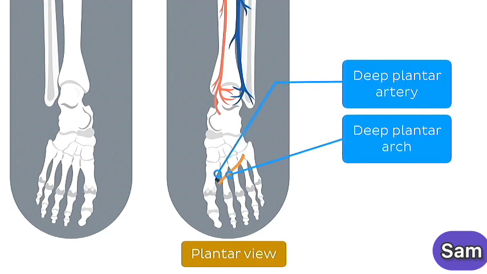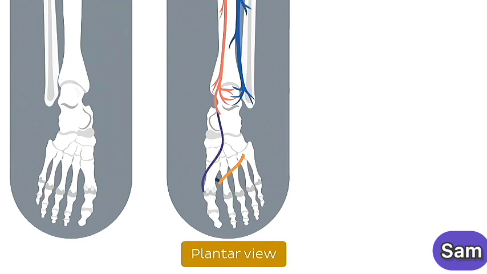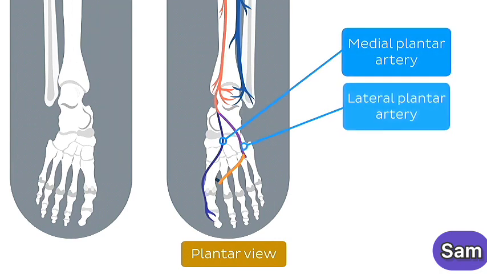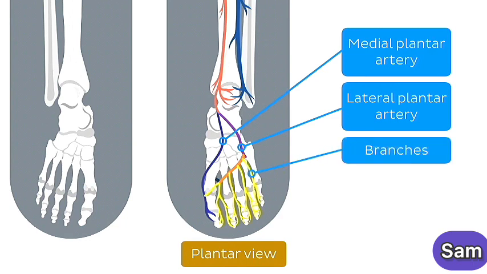The posterior tibial artery terminates by dividing into the medial and lateral plantar arteries as it reaches the sole of the foot. The medial plantar artery supplies the medial aspect of the foot, while the lateral plantar artery supplies the lateral proximal foot and forms the deep plantar arch of the foot. The deep plantar arch gives off branches which supply the digits of the plantar aspect of the foot. The deep plantar artery anastomoses with the deep plantar arch between the first and second metatarsal.